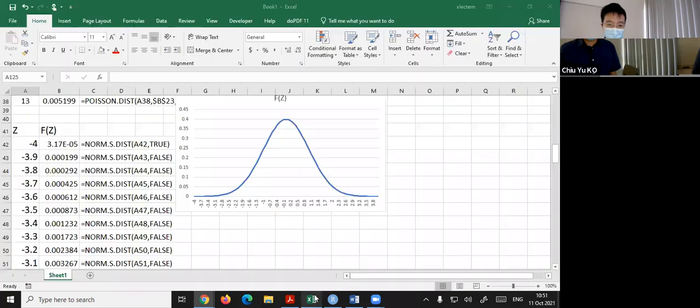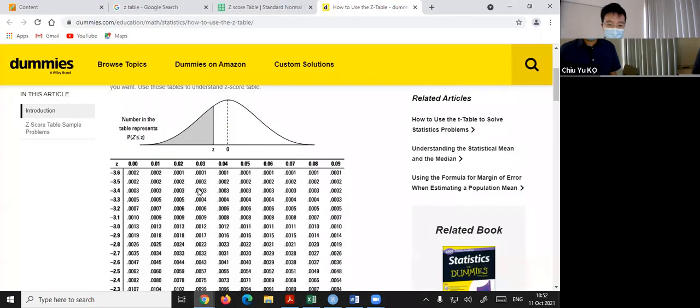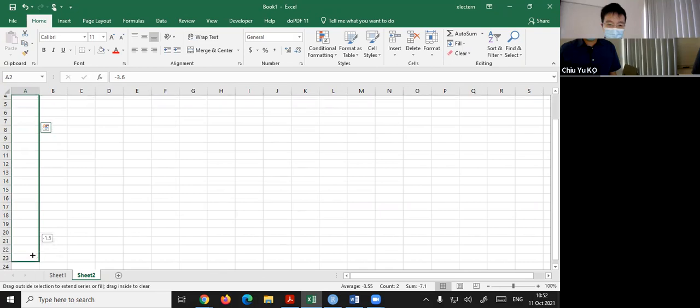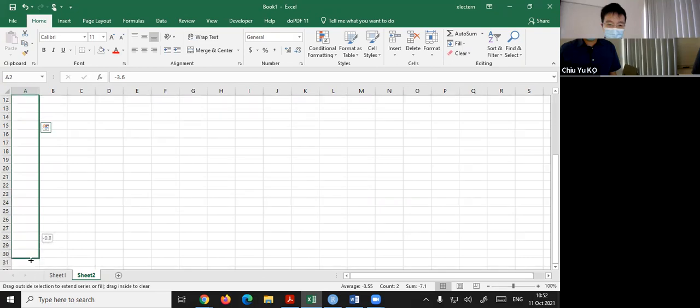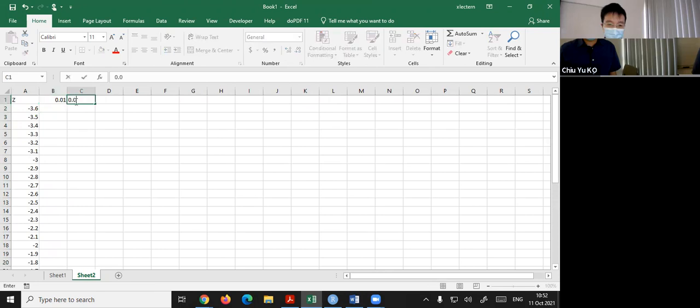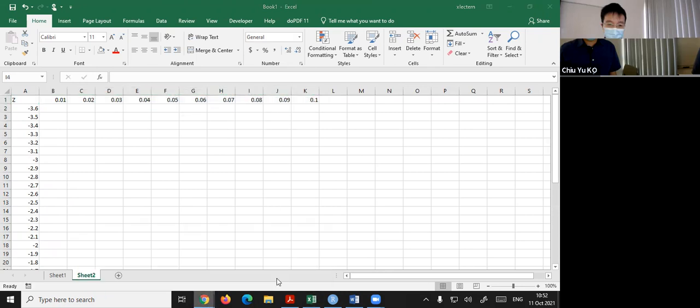So let's do what they have. Let me create another one. So this is Z, okay? What they are doing is from negative 3.6, okay? And I think they go to negative 3.5, and I think go to 0 at the end. This one, okay? And this is 0.01, and this is 0.002. And this is the table they create. Okay, I think up to here, that's right. 0.09 is fine. So this is the table they have.